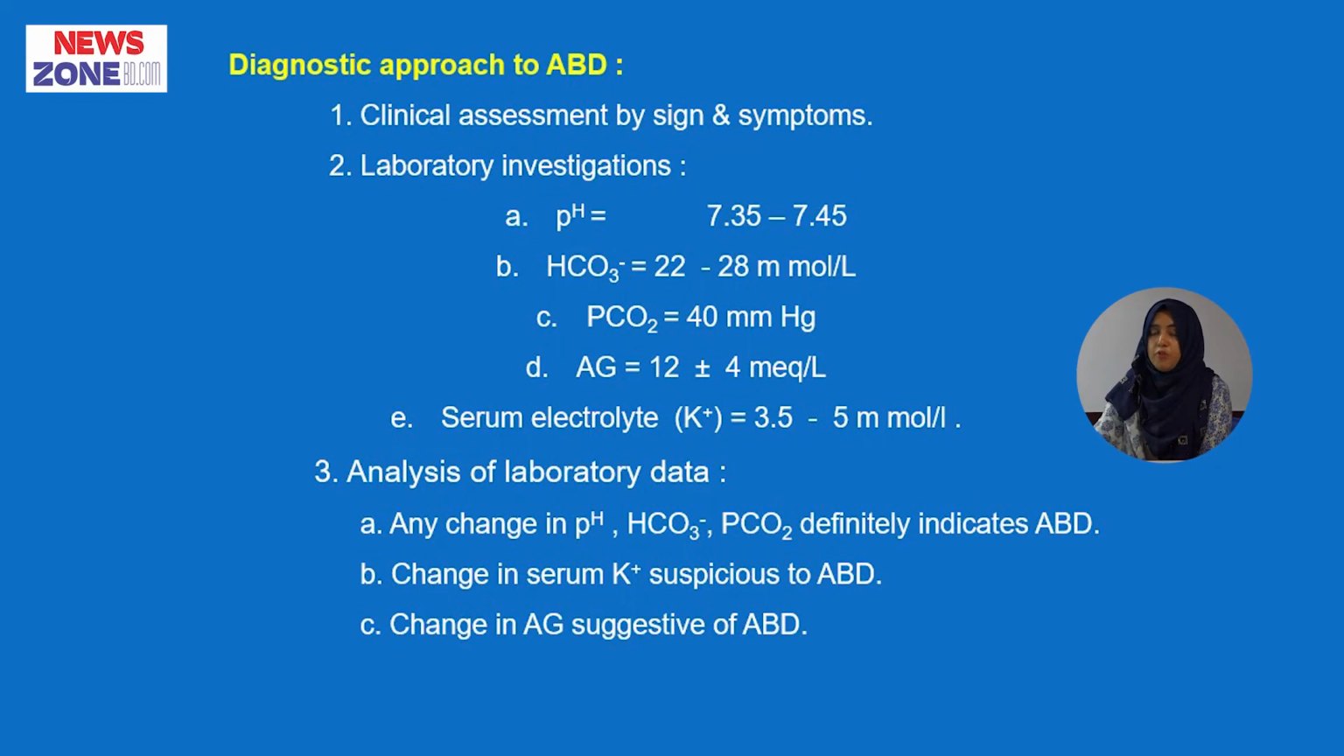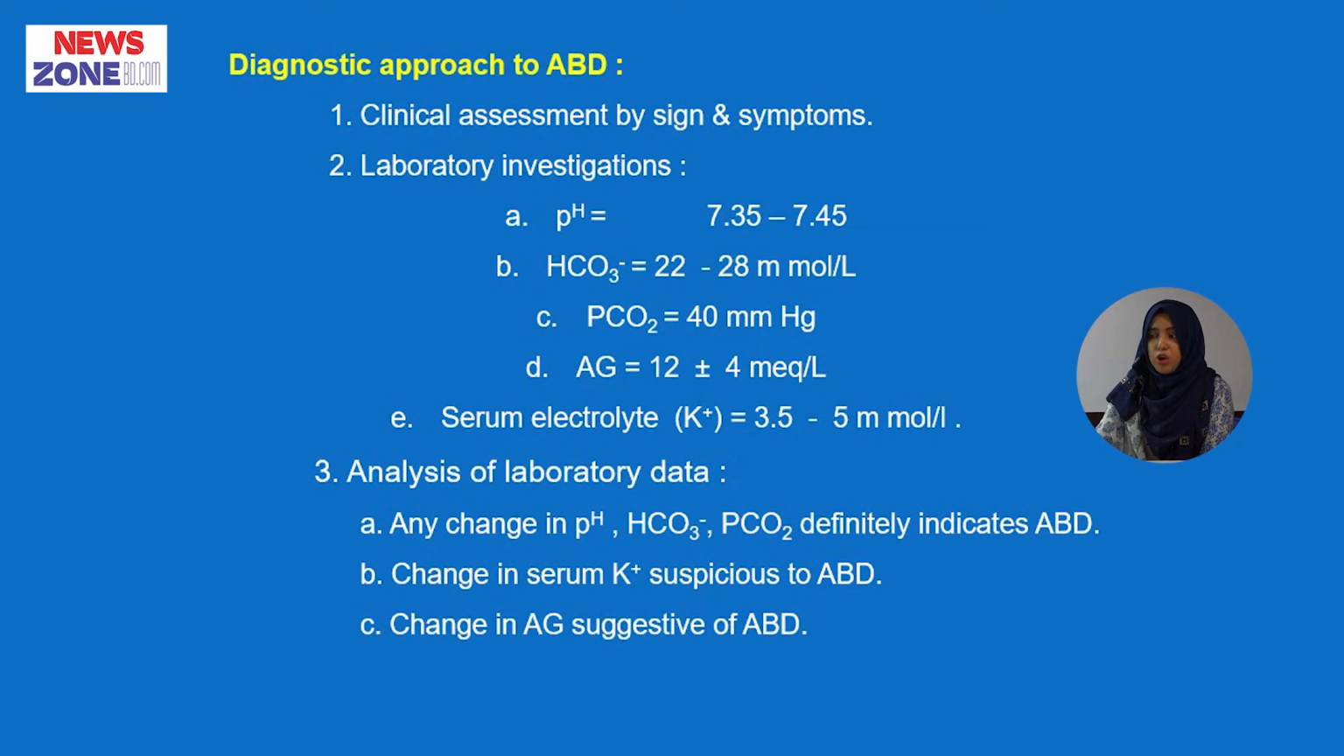Diagnostic approach of acid-base disorder. How can we diagnose a case of acid-base disorder? First of all, we can assess the clinical signs and symptoms. Then we can do some laboratory investigations. What can we see? We can measure the pH, the bicarbonate ion concentration, the partial pressure of carbon dioxide, the anion gap and the serum electrolytes.